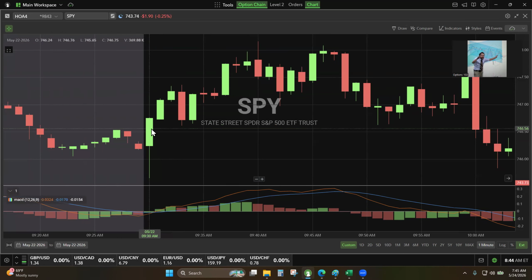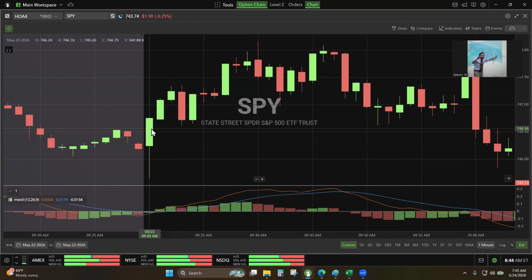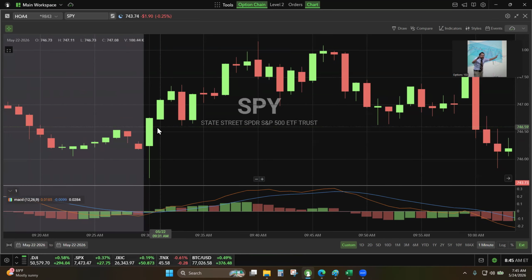Look at this first candlestick. SPY opened at 746.24. It closed at 746.75. So up a little bit over 50 cents there, 51 cents. Crossed over, continued into another candle, a green candle, continued into strength, opened at 746.73, closed at 747.08.